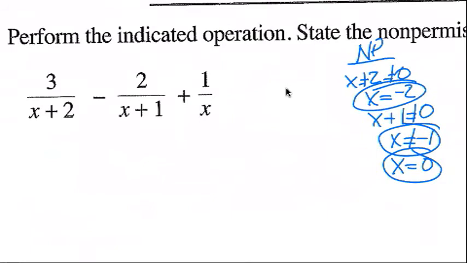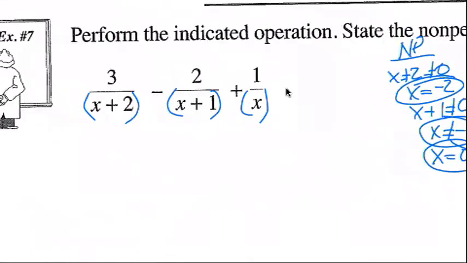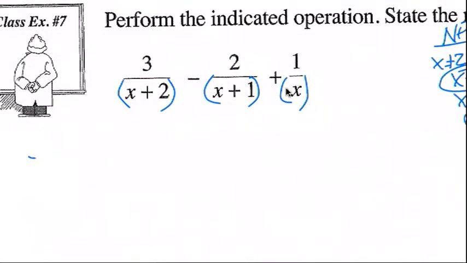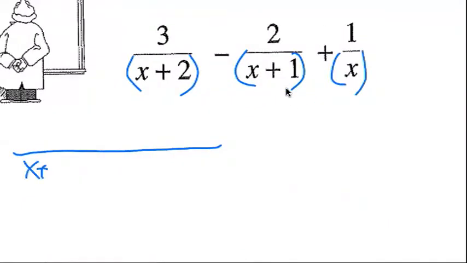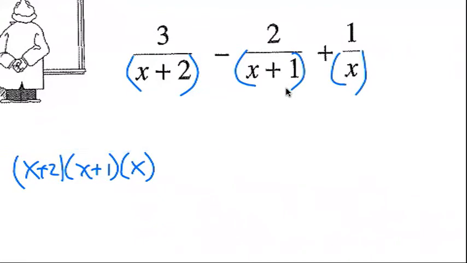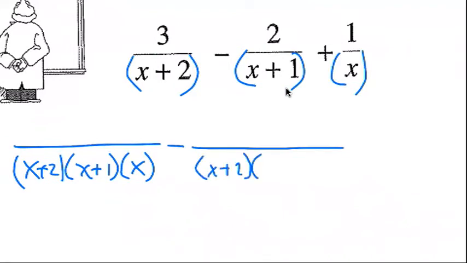My common denominator is going to be all 3 of these combined because there's nothing common. So my common denominator is going to look like this. Long and messy for the first step. x plus 2, x plus 1, x. Minus x plus 2.